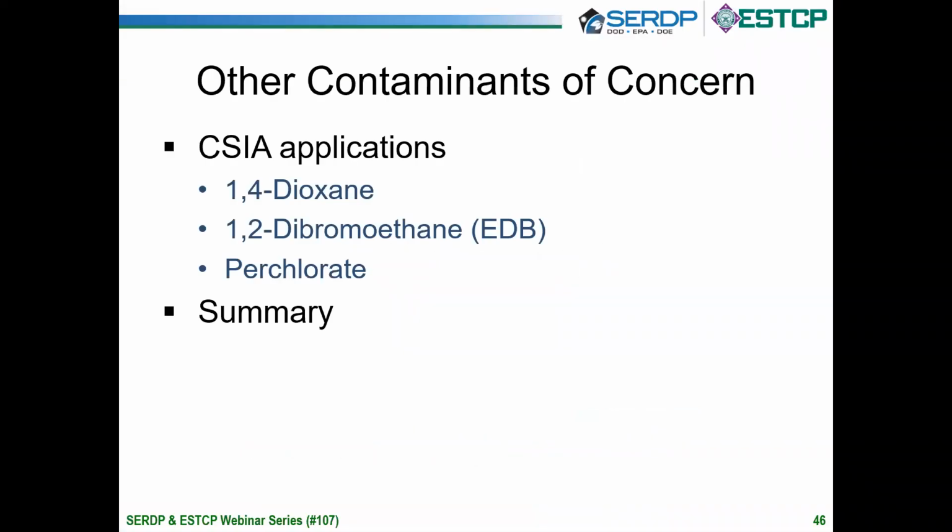All right, so I'm going to finish up today, and I'm going to talk about some other contaminants of concern that hopefully you guys are interested in. 1,4-dioxane, that remains a large issue. I'm going to talk about EDB, which for some reason never becomes a large issue for the most part, except at a few sites. And then a bit about isotopes and perchlorate.